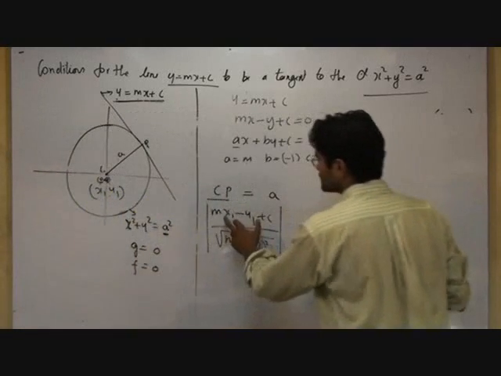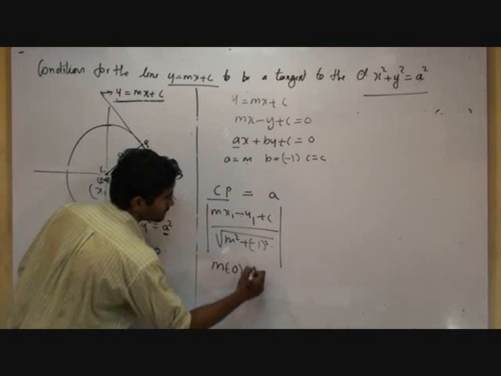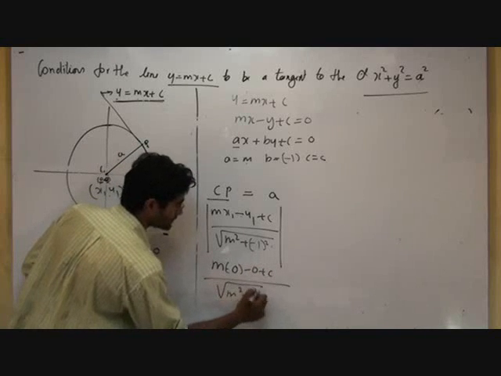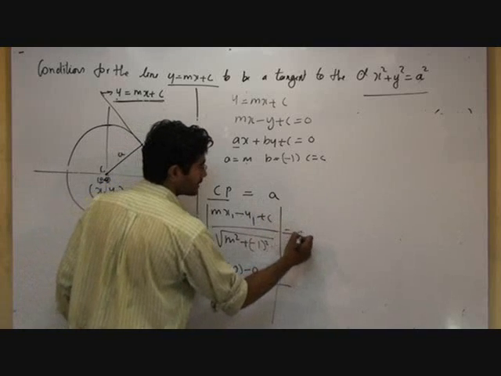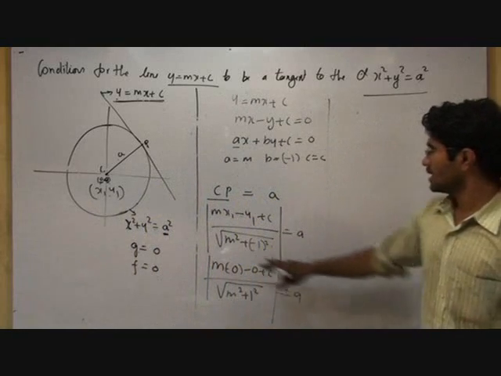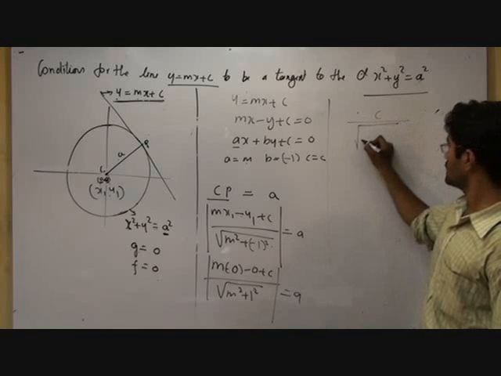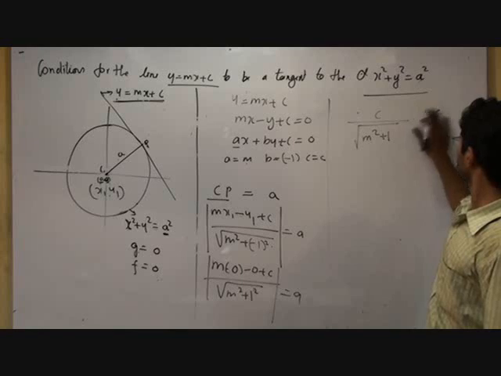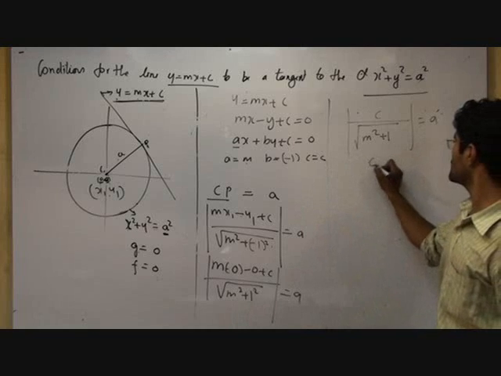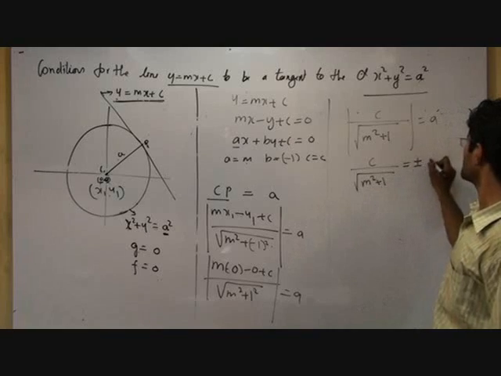If I substitute 0 and 0 here, what do I get? I'll get modulus of m into 0 minus 0 plus c divided by square root of m squared plus 1 squared, and that should be equal to the radius, that is a. Now, if I solve this, m into 0 is 0, and c divided by square root of m squared plus 1 is equal to a. If I remove the modulus, I can add plus or minus on the other side, that is c divided by square root of m squared plus 1 is equal to plus or minus a.